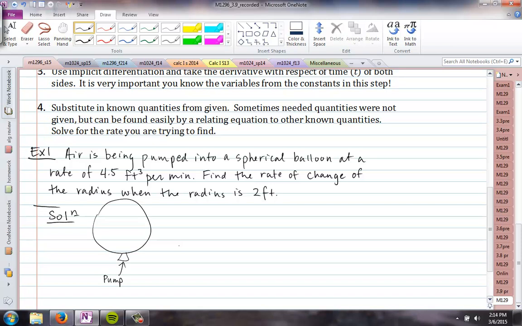It says that air is being pumped into the spherical balloon at a rate of 4.5 feet cubed per minute. And so down here by the pump, maybe I want to indicate this rate here is 4.5 feet cubed per minute. Find the rate of change of the radius when the radius is 2 feet.